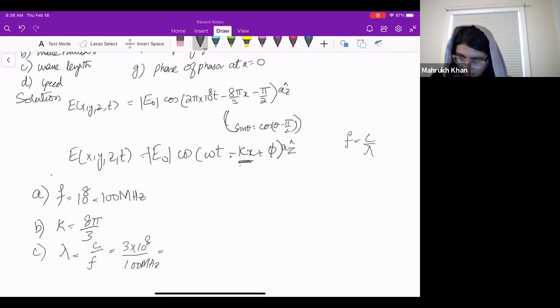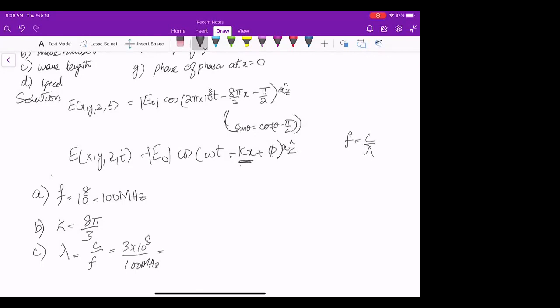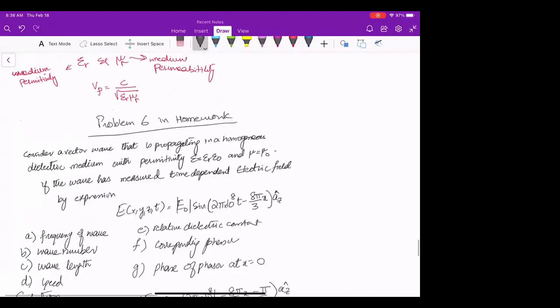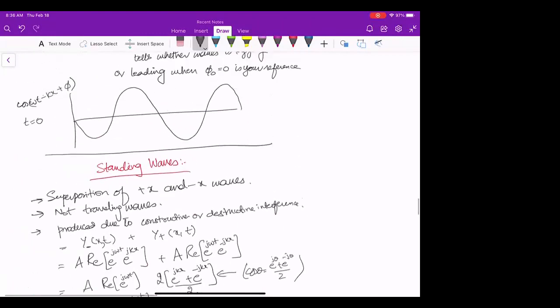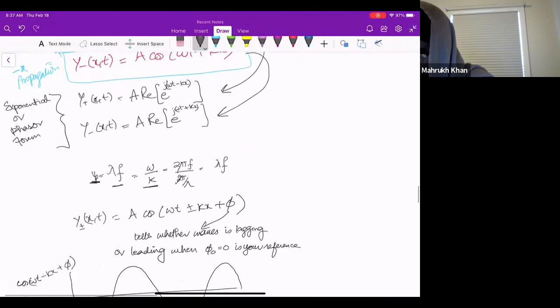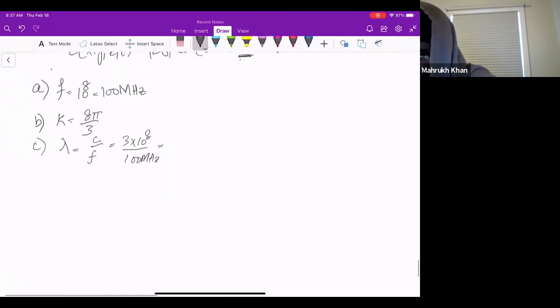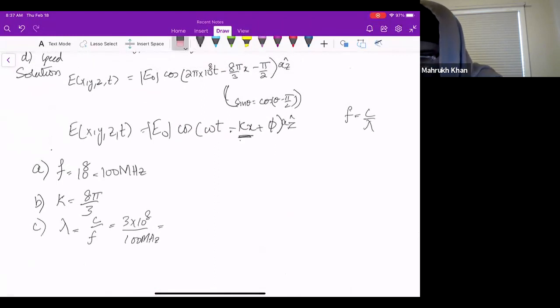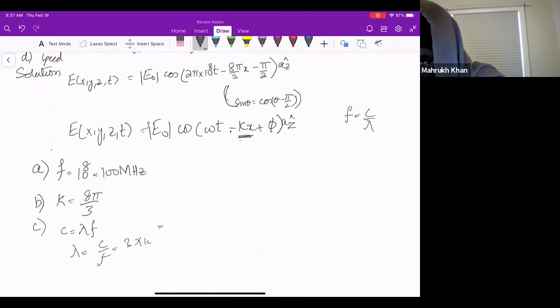Something is wrong here. You could also use the wave number. Let me just check. But it should give you lambda equals... C is equal to lambda f. I'm just doing it wrong. C is lambda f, so lambda is C by f.